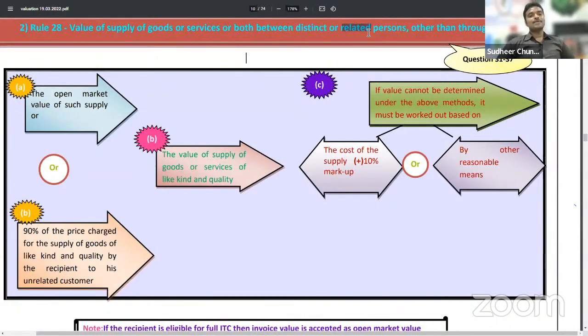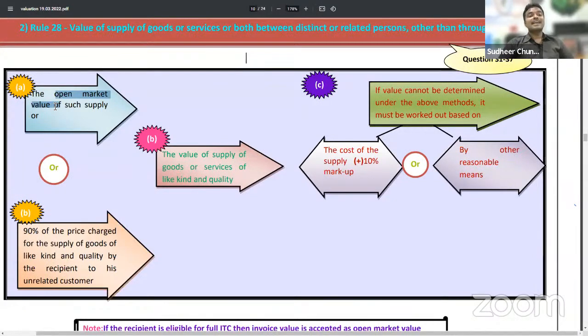What has rule 28 specified? Let us have a discussion here. Rule number 28. Once we have learned rule number 27, the remaining all will be in the same manner. Sir, whenever we are selling to related persons, say the value of the item is 5 lakhs, and I am selling only for 4 lakhs. Then what will be the value of the supply? 5 lakhs only.